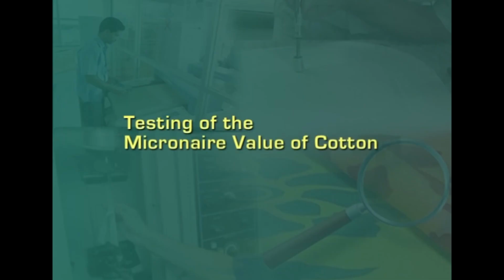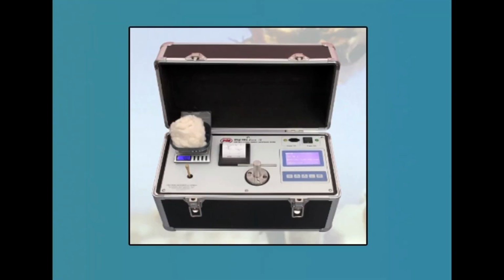Testing of the micronaire value of cotton. Air under a specified pressure is passed through a specimen of cotton of known weight confined to a space of known volume. The mass and volume of the specimen may be either constant or varied in relation to each other according to the type of instrument used. The resistance of the specimen to the flow of the air is related to the average fineness of the fiber in the specimen. The rate of flow of air through the specimen or the pressure difference across the specimen is indicated on a scale graduated in either arbitrary units of micronaire value or appropriate absolute units.